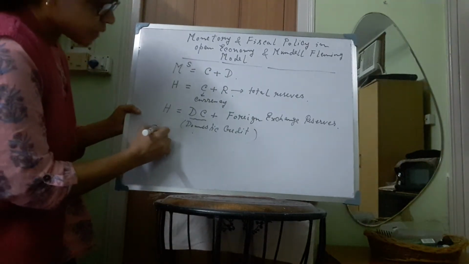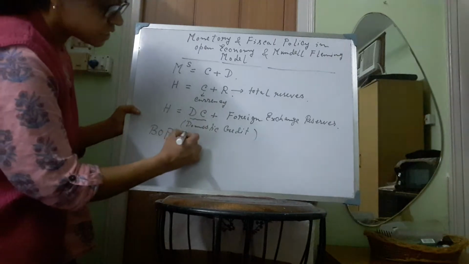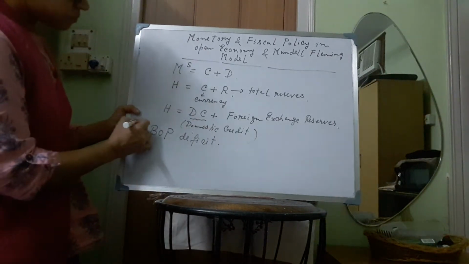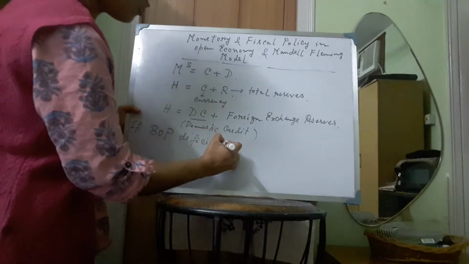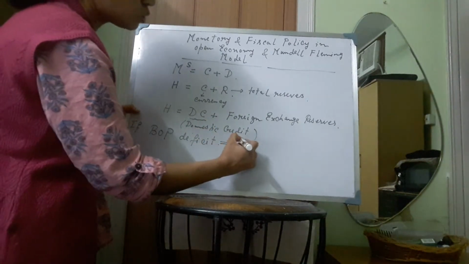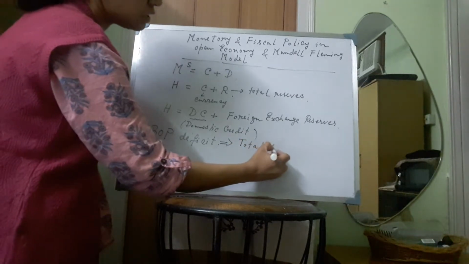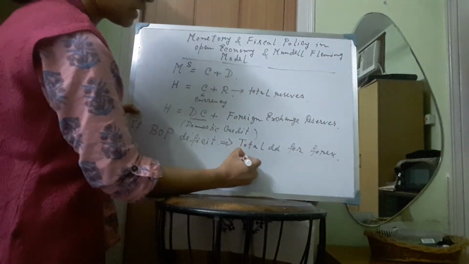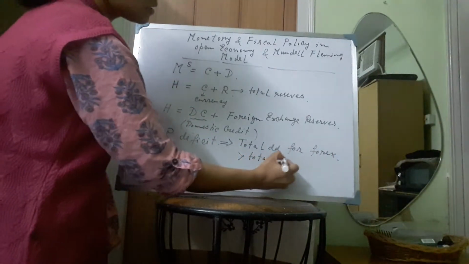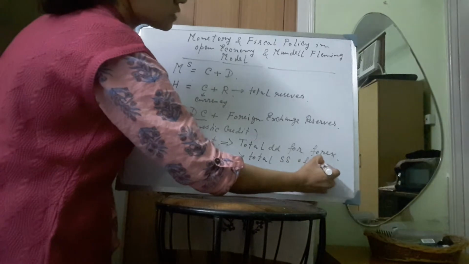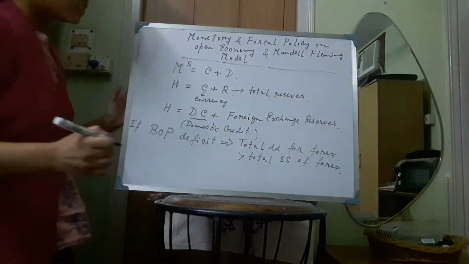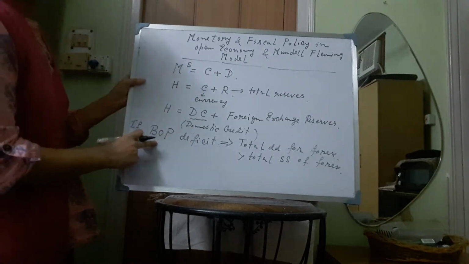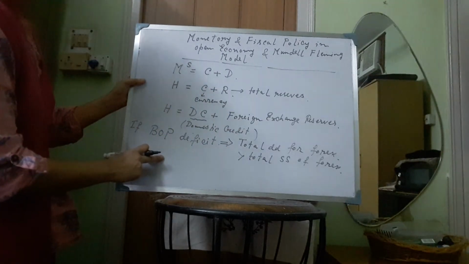Now suppose there is a balance of payment deficit in the economy. Now if there is a balance of payment deficit in the economy, that means the total demand for foreign exchange is greater than the total supply of foreign exchange. So that means traders want more foreign exchange, but there is a deficit. So the demand for foreign exchange is greater than the supply of foreign exchange.